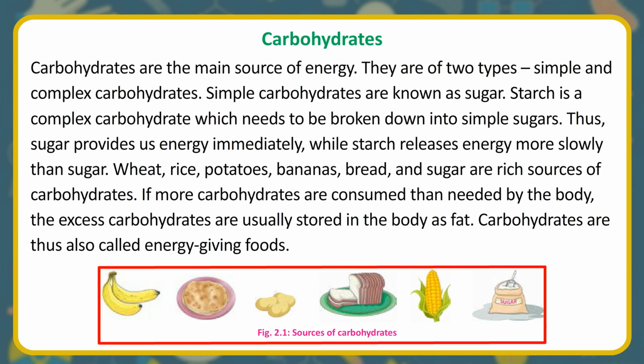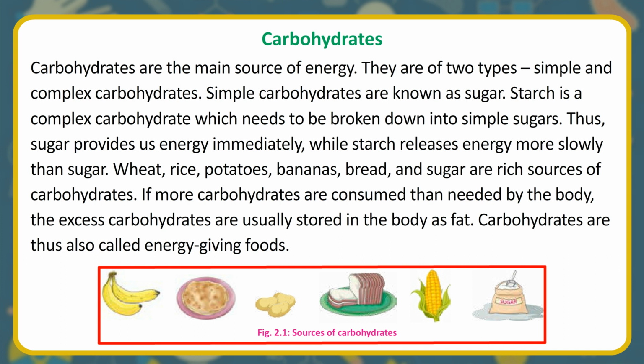Carbohydrates. Carbohydrates are the main source of energy. They are of 2 types: simple and complex carbohydrates. Simple carbohydrates are known as sugar. Starch is a complex carbohydrate which needs to be broken down into simple sugars. Thus, sugar provides us energy immediately, while starch releases energy more slowly than sugar.